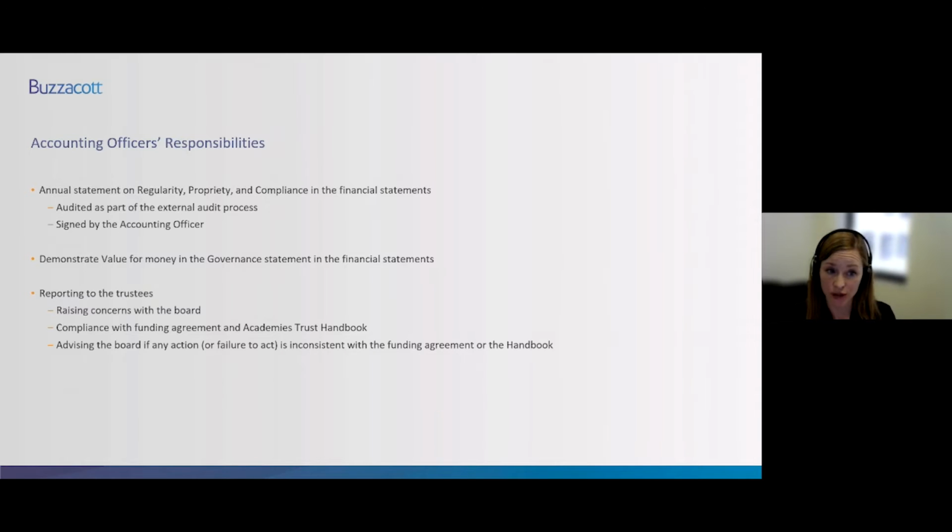The 22-23 Academy Accounts Direction was released recently, and this has clarified that both the value for money statement and the statement on regularity, propriety and compliance encompass estates safety and management. So the Academy Accounts Direction suggests that accounting officers should consider demonstrating how they have effectively used relevant funding to ensure that the trust's estate is safe, well maintained and complies with relevant regulations.